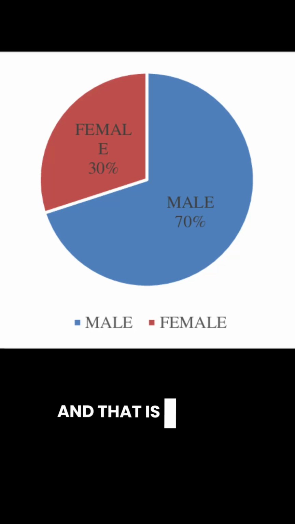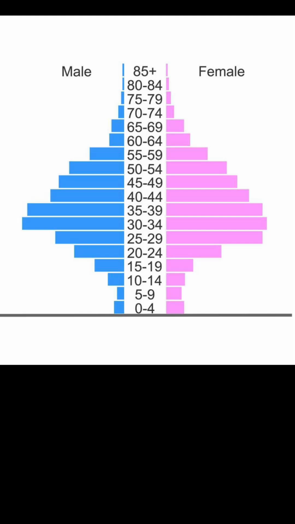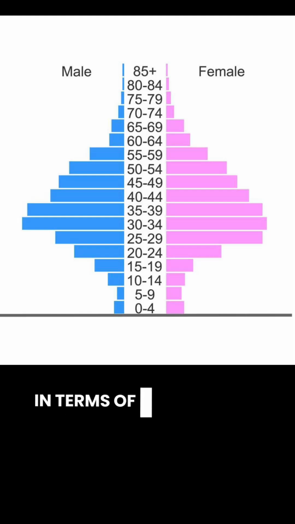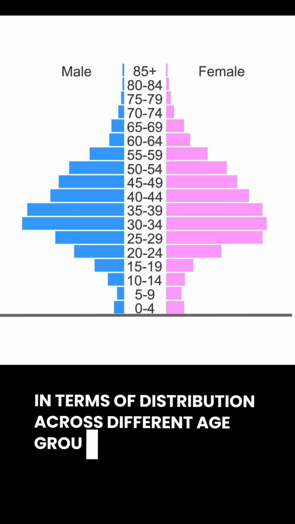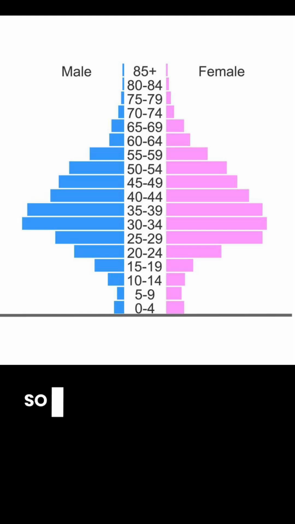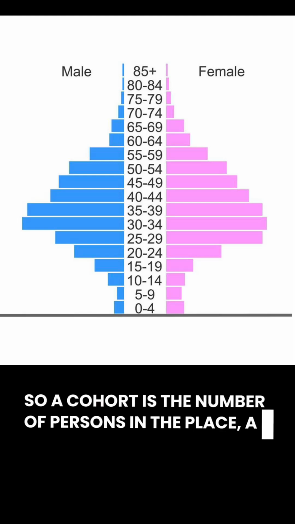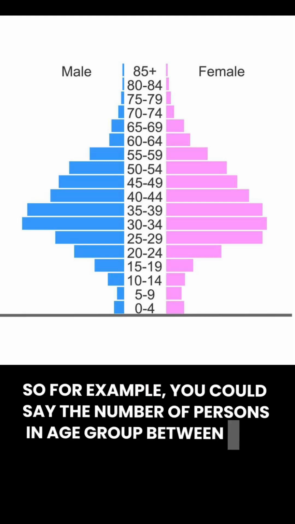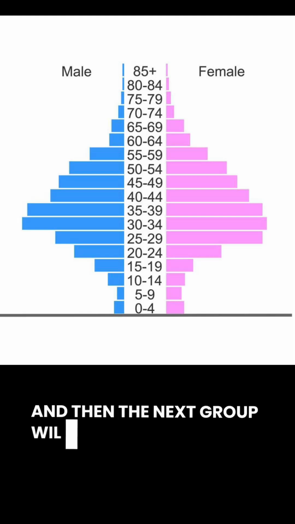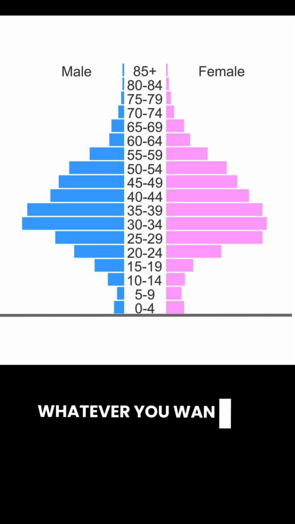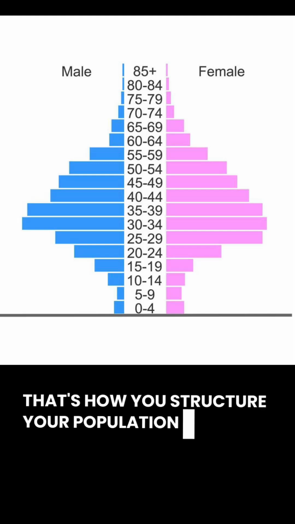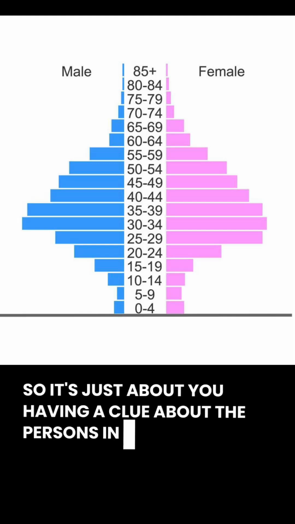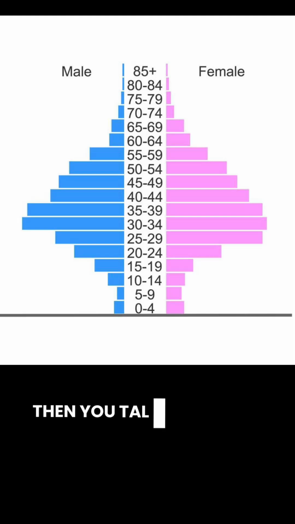With that being said, we also move on to the next terminology that we spoke about the last time, and that is the age structure. Age structure in demographics shows the population in terms of distribution across different age groups or age cohorts. A cohort is a group. For example, you could say the number of persons in the age group between 0 to 5, and then the next group will be 6 to 9. Whatever you want to stop at, that's how you structure your population based on age. It's just about you having a clue about the number of persons in this population and their age range. Then you talk about the age structure.